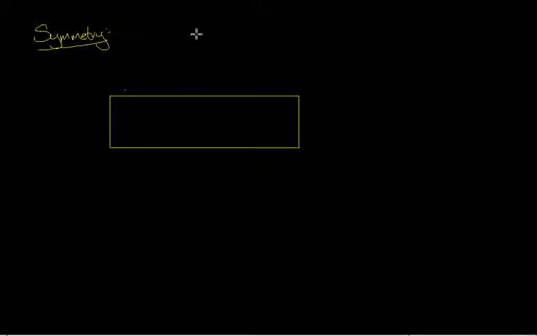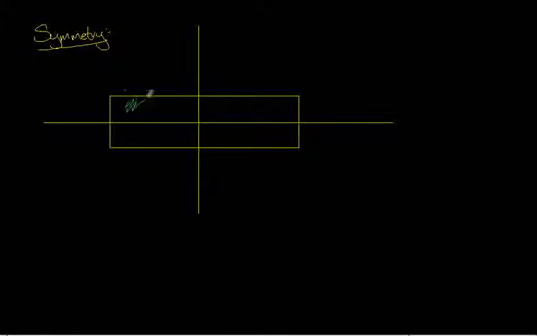One line of symmetry, for example, would be straight through the center of this rectangle. I can't do this 100% accurately right now, but you've got to imagine that it is so. If this line was straight through the center of the rectangle, this side would be a mirror image of this side. So that would be a line of symmetry. Another line of symmetry for a rectangle would be a horizontal line straight through the center. You can see that this top side is a mirror image of this bottom side. That's all we're looking for.